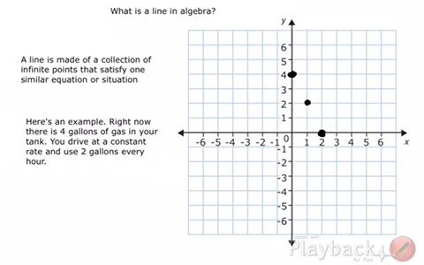Now, lines actually continue in both directions infinitely. So for this situation, we could do what's called extrapolate backwards. We could see what would happen backwards. Right now we said we had 4 gallons of gas. If we went back an hour, so if we were continuing to drive this whole time, we could see how much gas we had an hour ago.